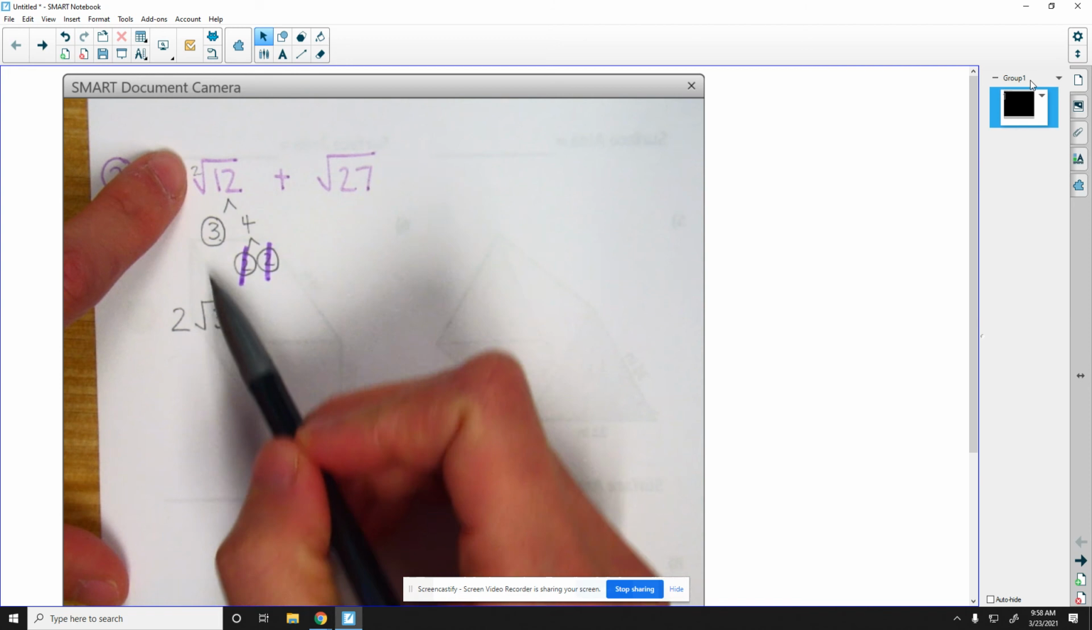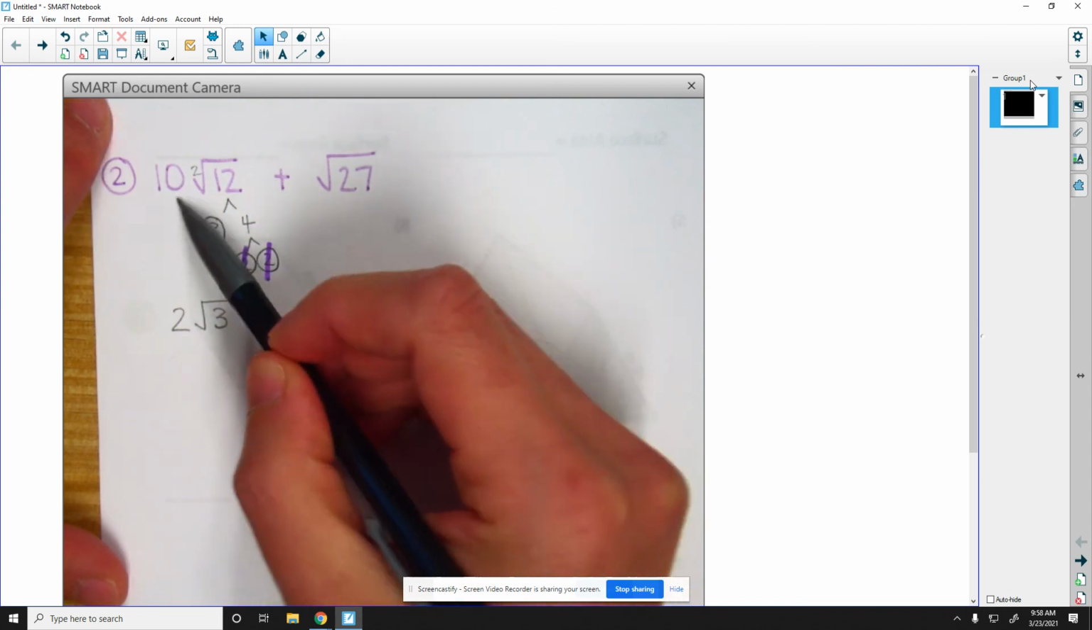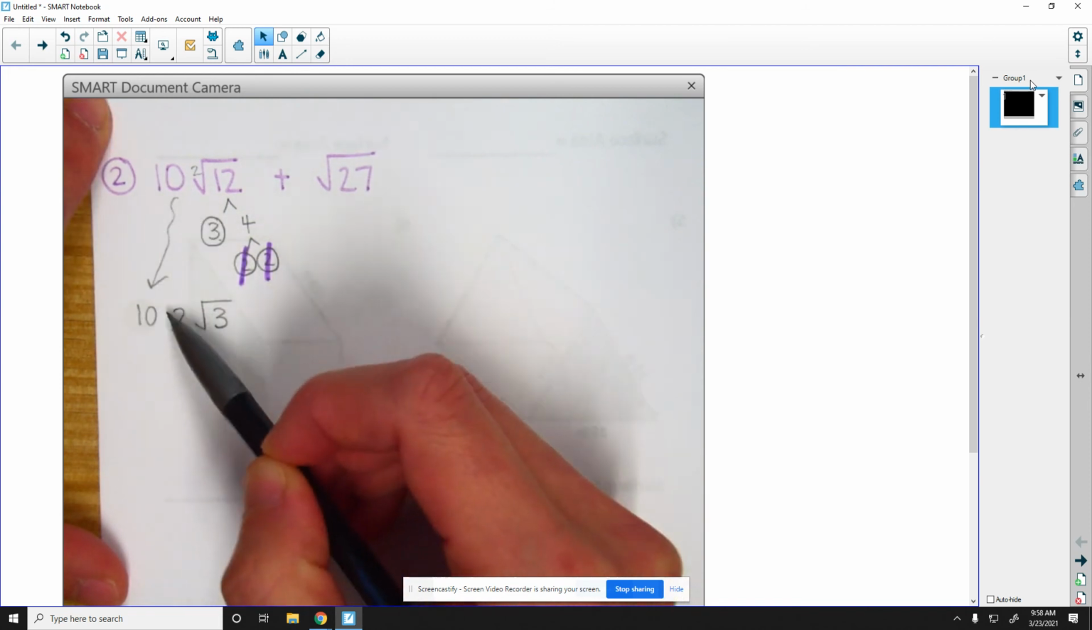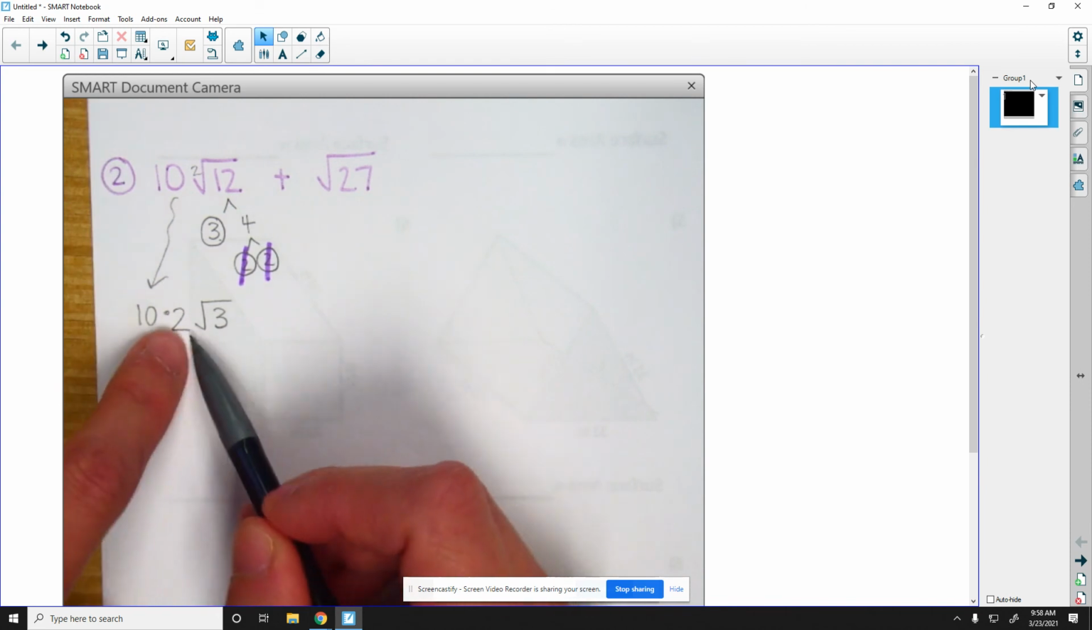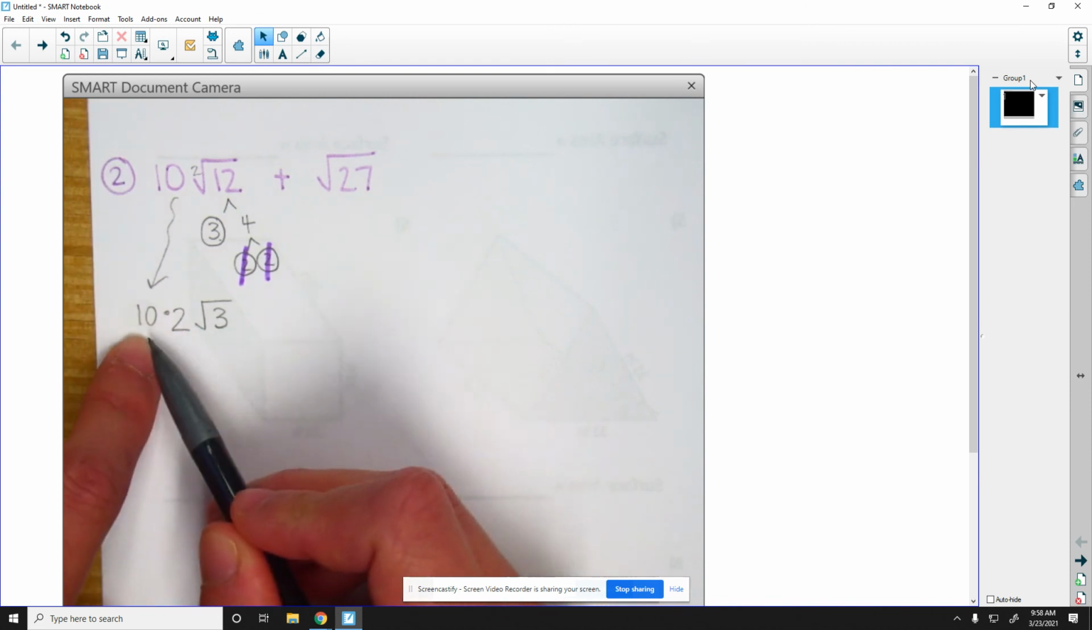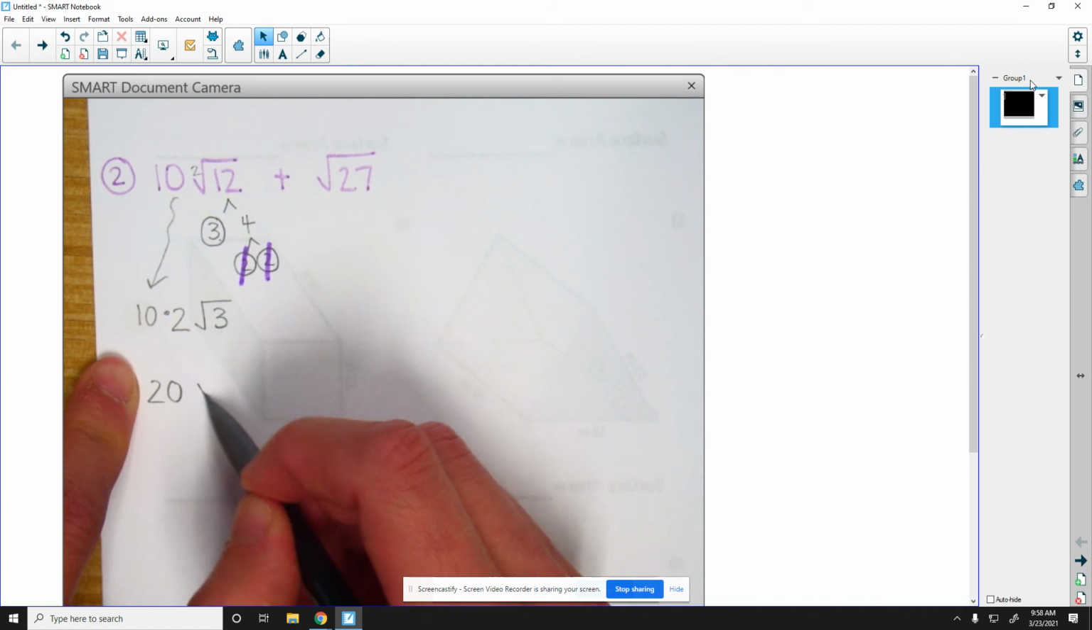But then remember, I had this 10 originally in my problem. So don't forget to transfer it down. So yes, this is 2 radical 3, but I had a 10 there. So technically it's 20 radical 3.